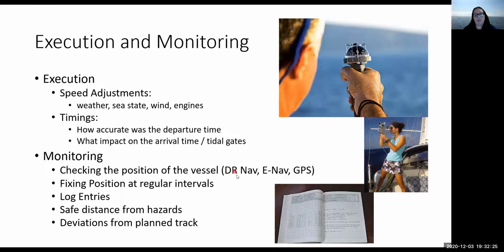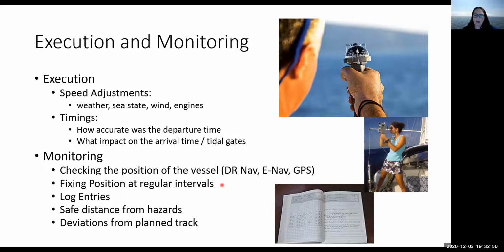And what are the ways that I can monitor this? Well, I can check my position. I can use traditional DR nav. I can use some eNav, GPS. I can have my logbook nicely filled in here. I can even get my good old sextant out and have a look at doing some sights, but I can fix my position at regular intervals. So I'm looking at fixing my position every hour or so, so I'm never really more than 1 hour lost. That's what I'm interested in. What do my log entries say? Are they starting to give me any trends?